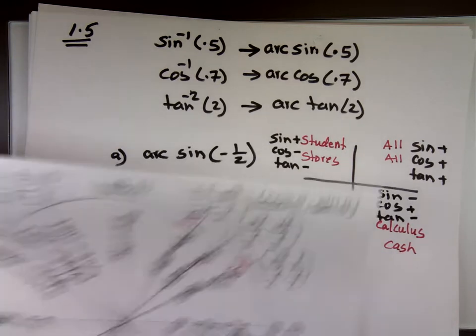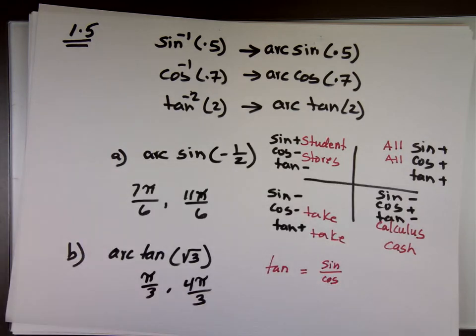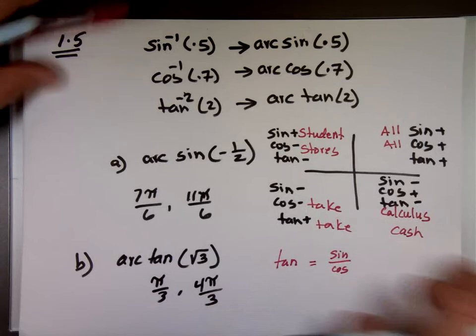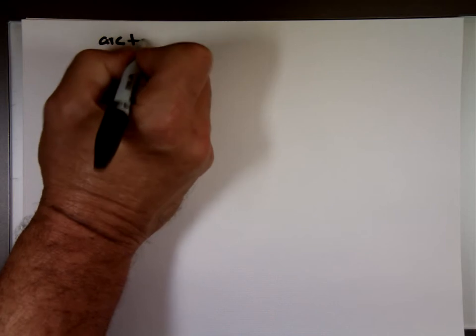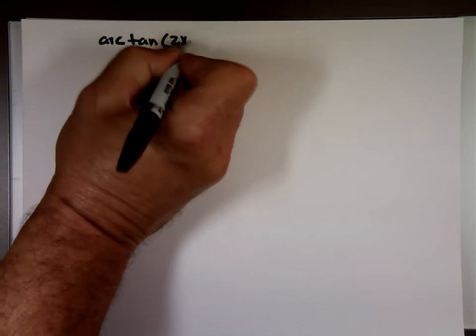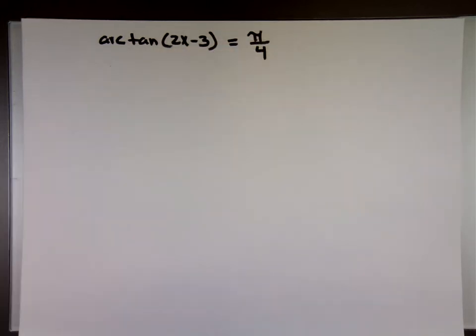So you can actually go through these, divide the sine by the cosine, get the tangent for each one of these. So you'll have them all in front of you. Now this is the fun stuff here. It's to solve this equation. Arc tan of 2x minus 3 equals pi over 4. They want us to solve this for x. Solve for x.